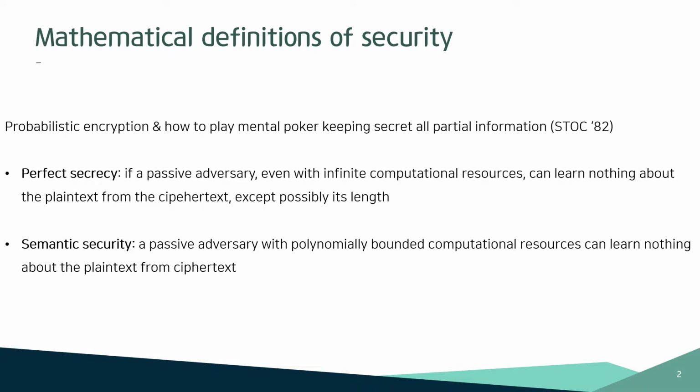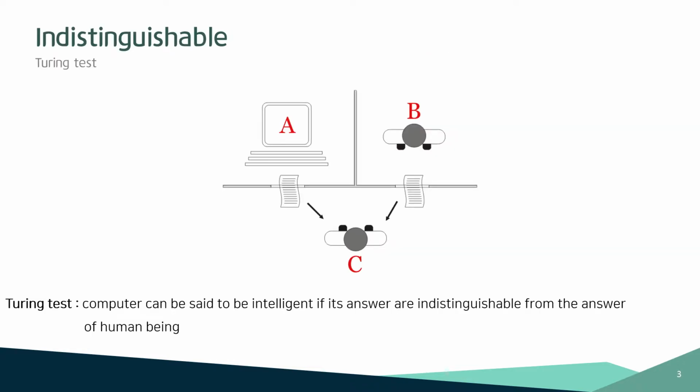However, in public key cryptography, there is a public value, so if you have infinite computational resources, you can get information from the ciphertext. At this point, public key cryptography has become so prevalent that it has redefined its security contents, limiting its scope to polynomial-bounded computational resources, that is semantic security, and not infinite. So we talk about how to mathematically prove this semantic security.